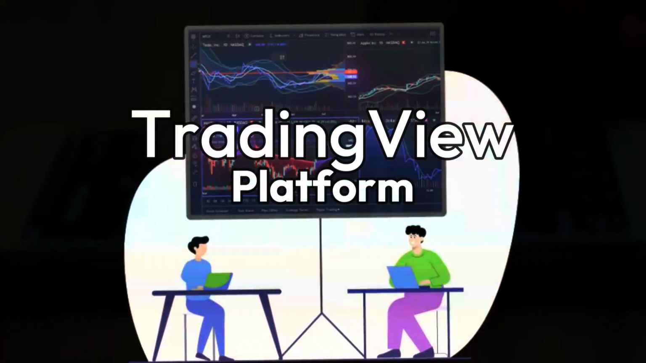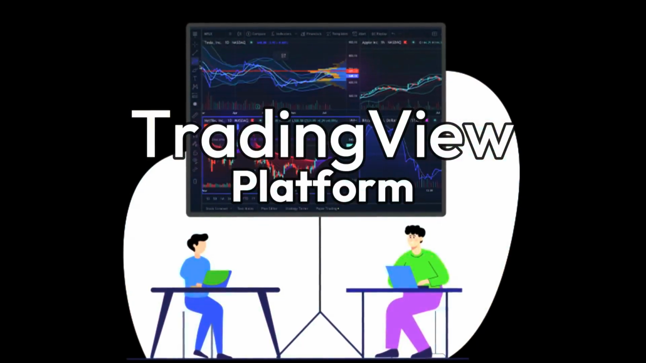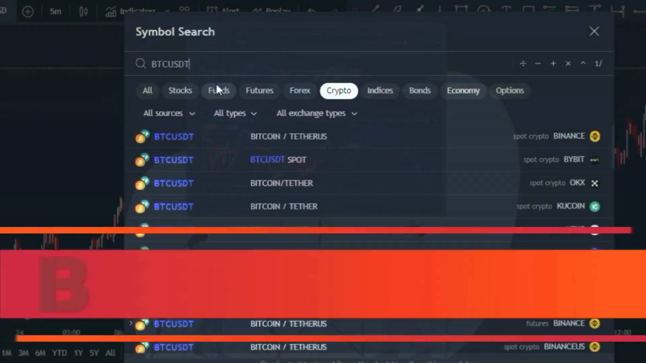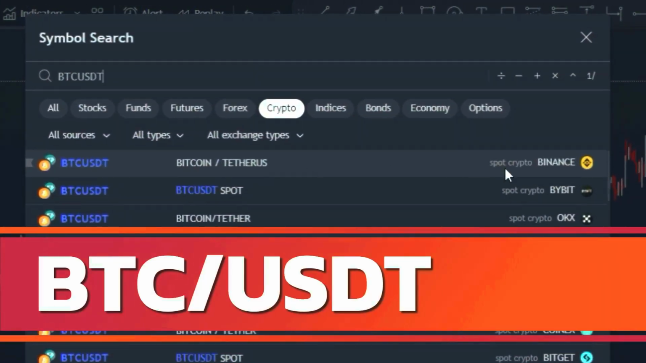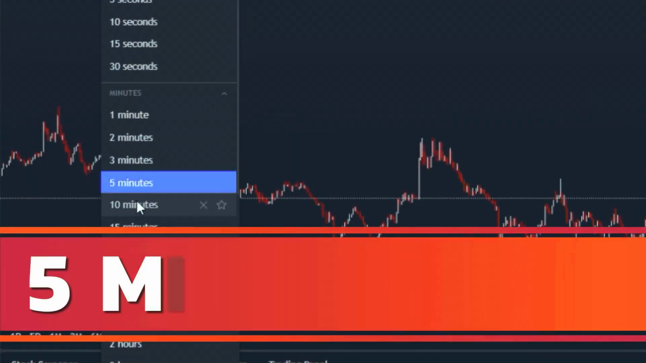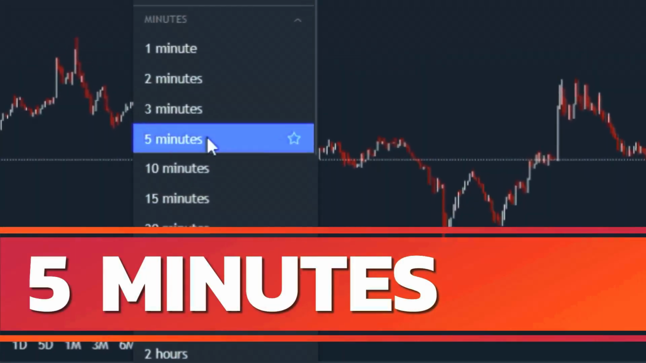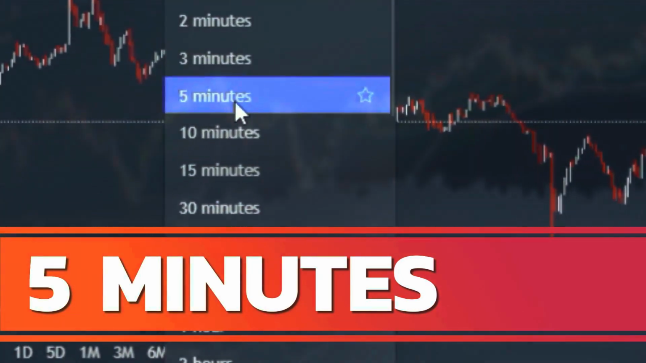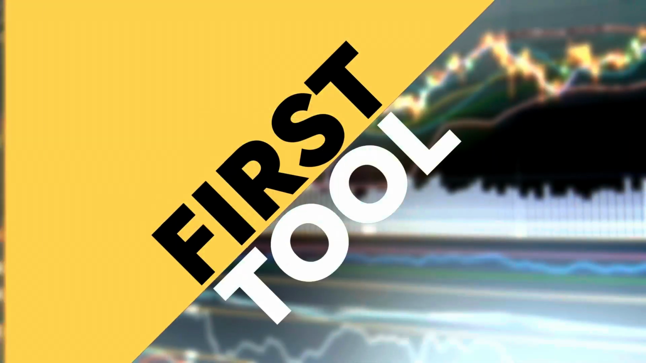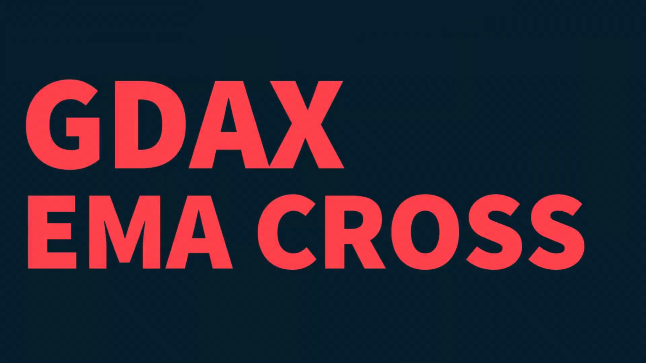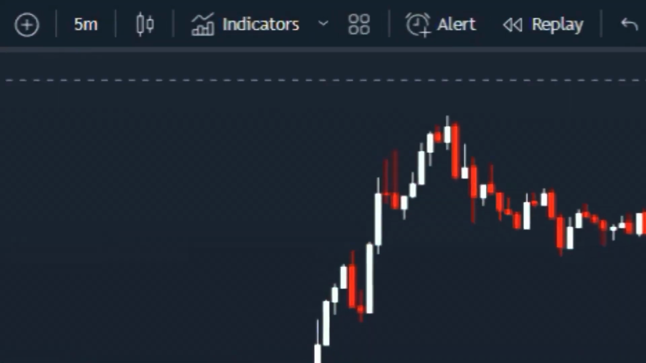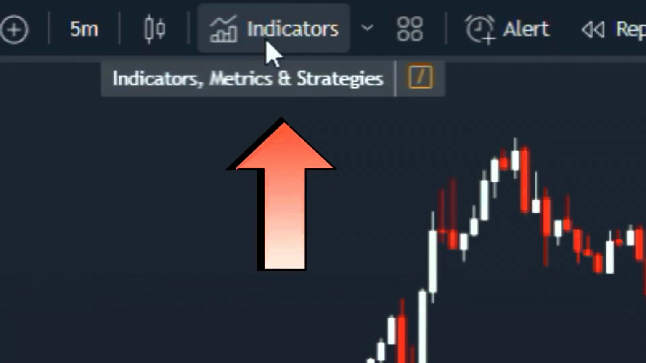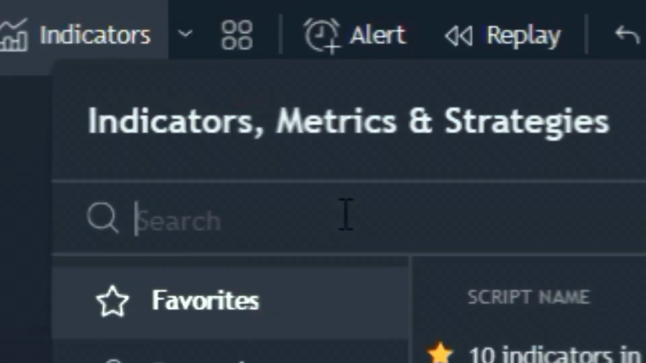So, open the TradingView platform and pick any chart and time frame you wish. Let's focus on the Bitcoin 5-minute chart now. This cool tool called the color moving average has been doing wonders. Just head over to the indicator section and search for JDX EMA Cross Indicator and add it to your chart.